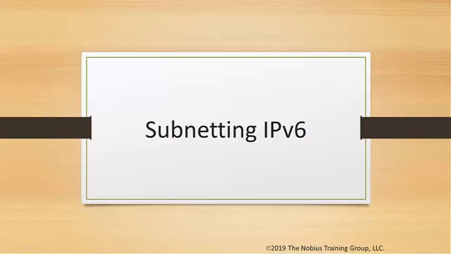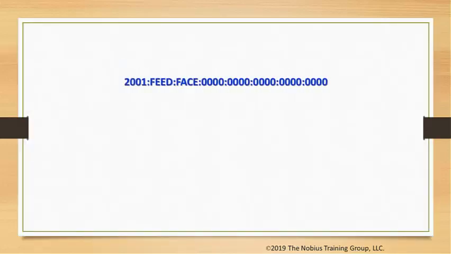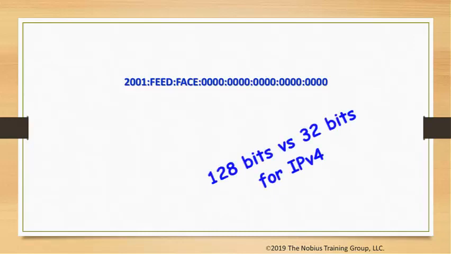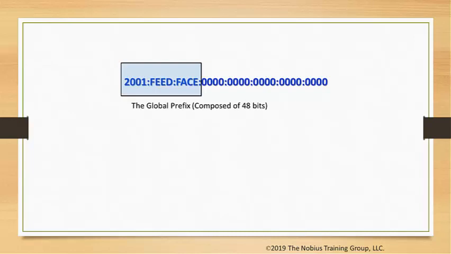In this video, we're going to discuss subnetting IPv6. This is an IPv6 address, written out fully, all 128 bits. This part is the global prefix, composed of 48 bits, represented in hexadecimal. This part would come from an ISP, Internet Service Provider.